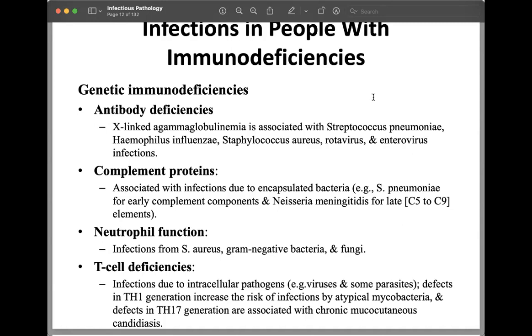This predisposes you to infections of certain viruses, practically all viruses, because one of the main defenses against viruses is the production of neutralizing antibodies. Okay, so if you have Bruton's agammaglobulinemia, you will be predisposed to antibody deficiencies.